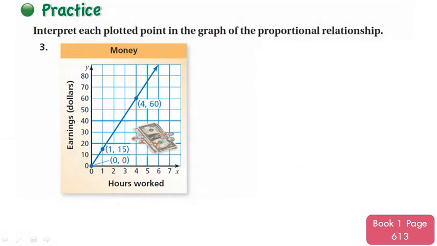So interpret each plotted point on the graph of this proportional relationship. Again, it'll be earnings per hours worked. At each point, (0, 0), (1, 15), and (4, 60), I want you to make your interpretations and write them down. You'll have 3 responses, again, for (0, 0), (1, 15), and (4, 60). Pause the video to accomplish this task and resume once you finish to compare your results.